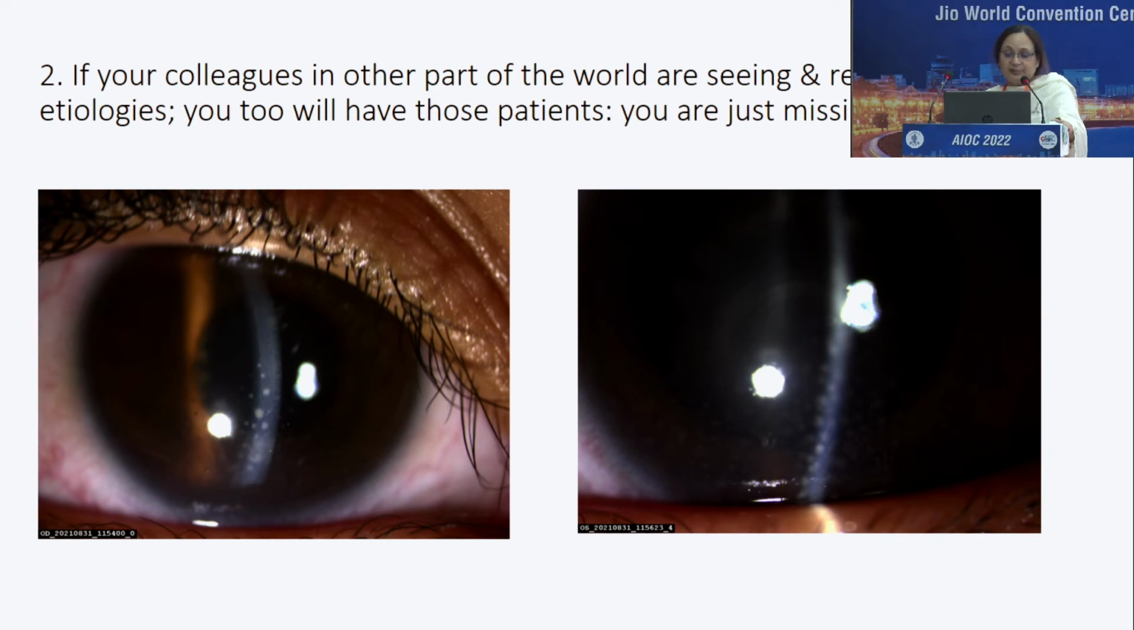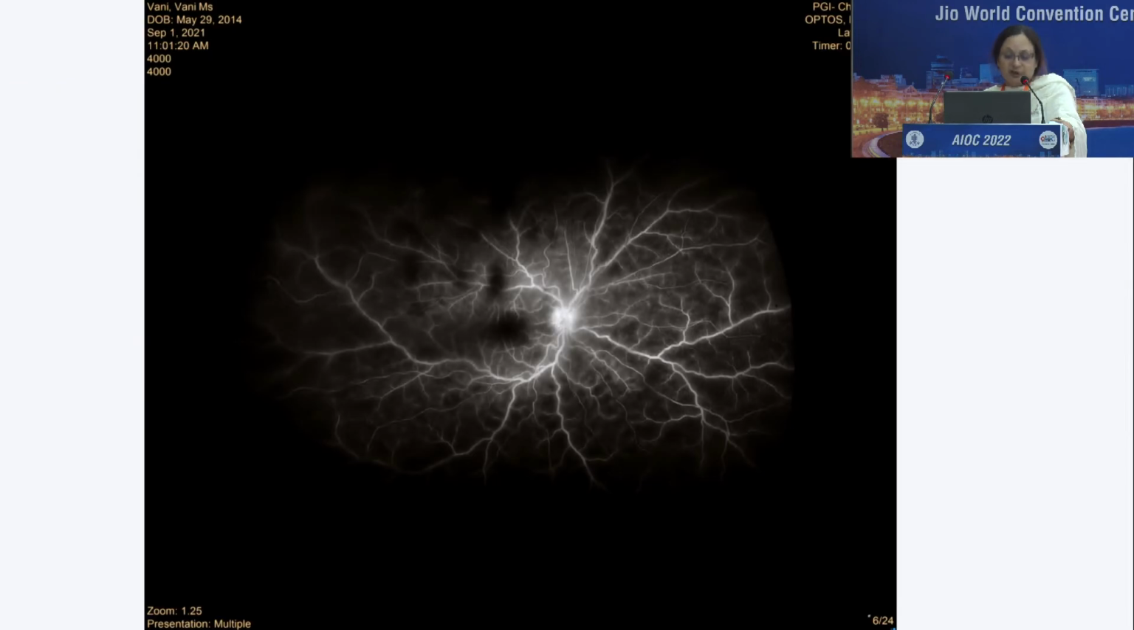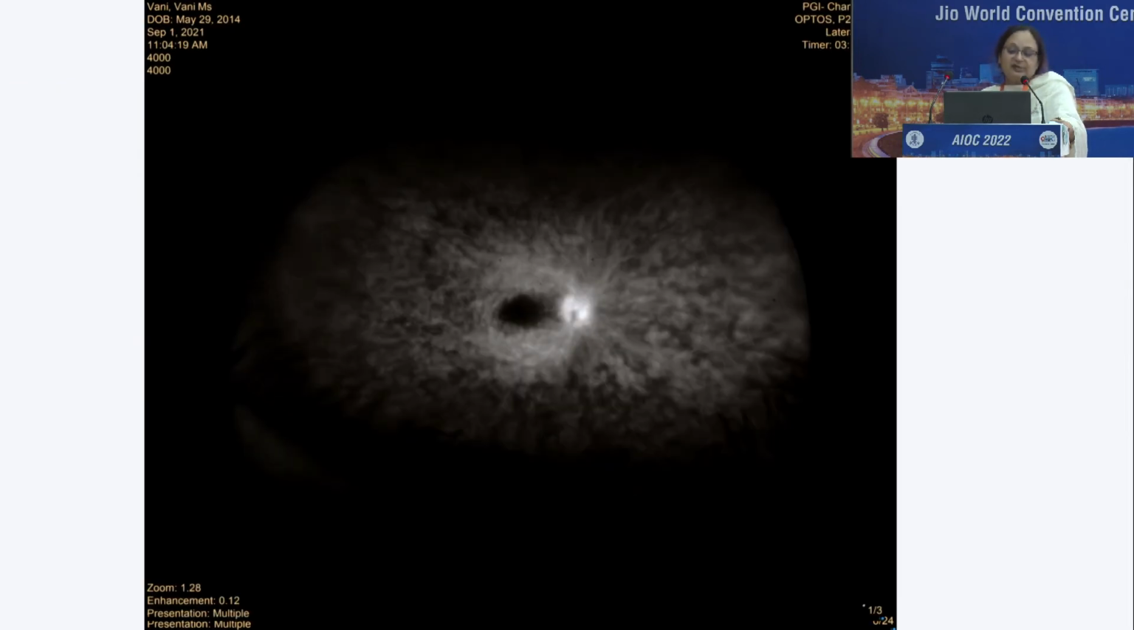For example, these are the patients with granulomatous uveitis. And we were thinking, are they JIA? Because we love calling JIA to all the patients with children, when they come with uveitis. Well, they were not TB, they were not sarcoid, they were not positive for JIA, but they were labeled as JIA. And this is the kind of fluorescent diffuse leak. HLA-B51 was negative, no evidence of Behçet's.